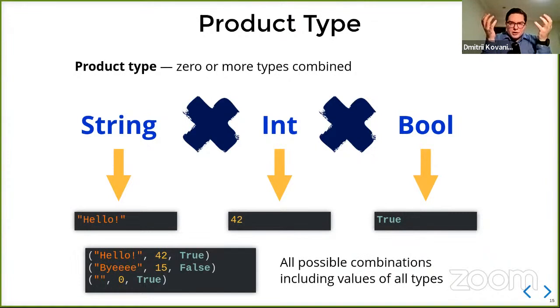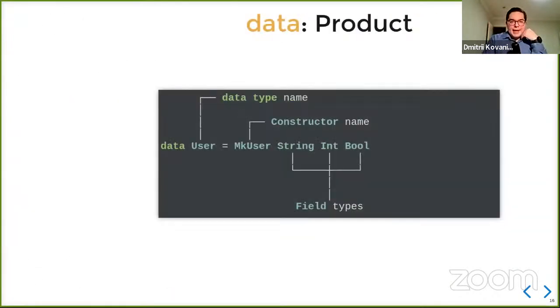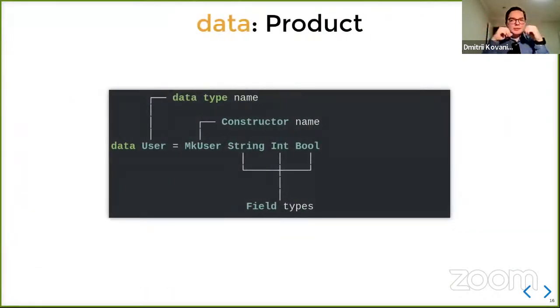Just the combination of all values. And tuples are kind of primitive, but in Haskell, we might want to have our own custom data types. We might want to add additional information to our types, and you can create your own custom data types using the data keyword.